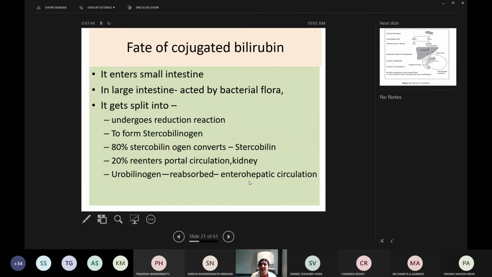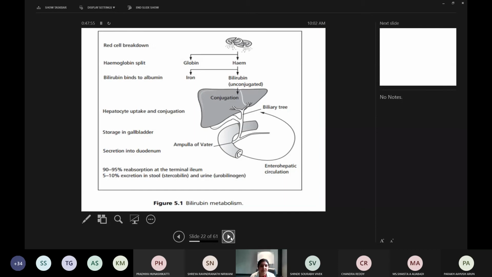Normally, the urine color is colorless, right? If this urobilinogen appears in the urine, then the color will change and become darker. That is the thing. So this diagram shows again the same thing.